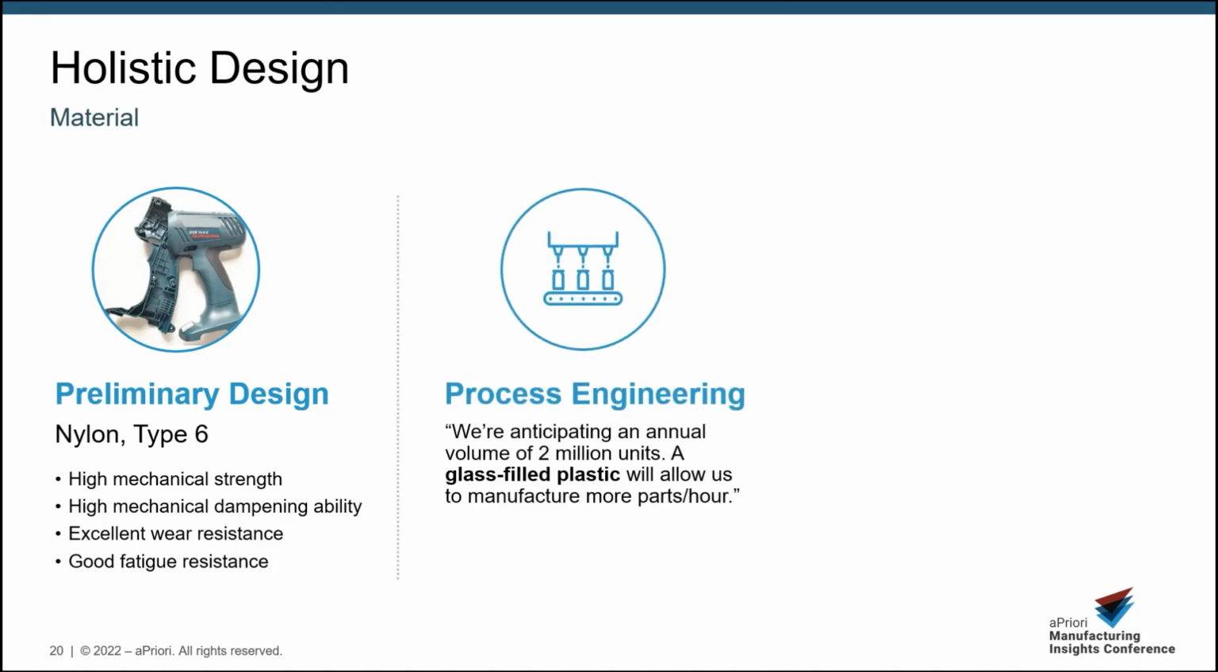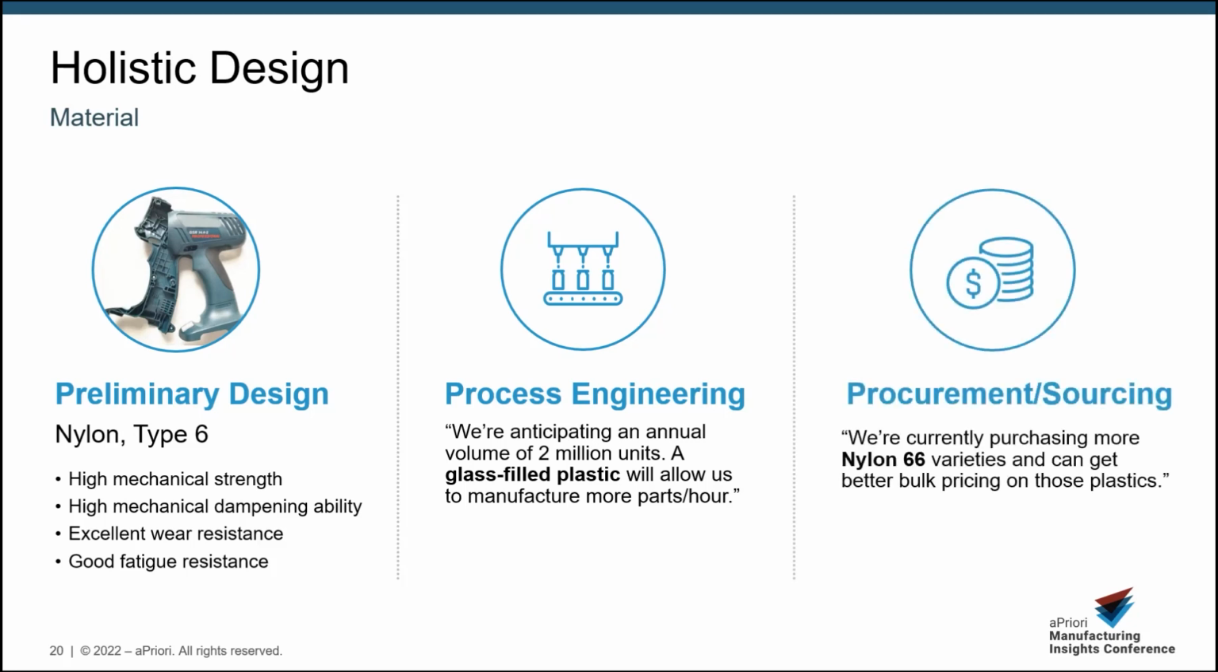Process engineering knows they need to make at least 2 million units per year. They suggest using a glass-filled plastic which cools faster and allows for more parts per hour. Procurement and sourcing are currently purchasing high volumes of a different type of plastic. They're able to get better bulk pricing, which drives down the piece part cost.